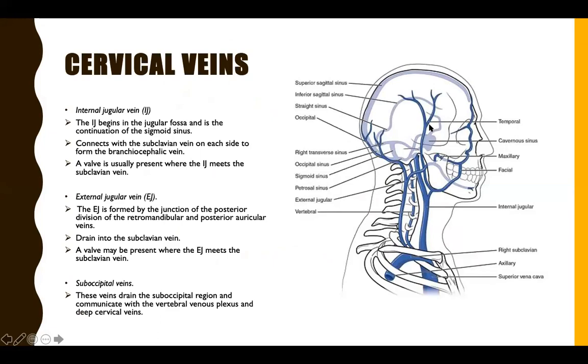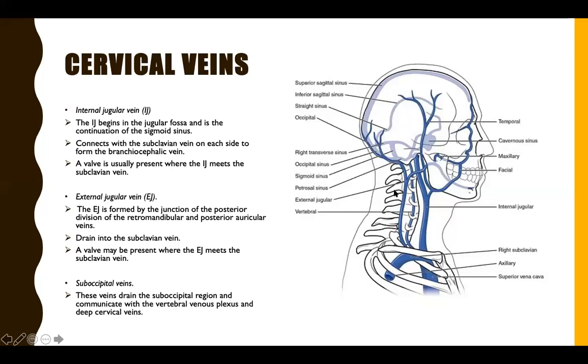The internal jugular vein, as we all know, is a continuation of the sigmoid sinuses, and it connects with the subclavian veins on both sides and gives rise to what is known as the brachiocephalic vein. There is a valve present where the internal jugular meets the subclavian vein. The retromandibular and the posterior auricular veins drain in and give rise to the external jugular vein, which also drains into the subclavian vein.